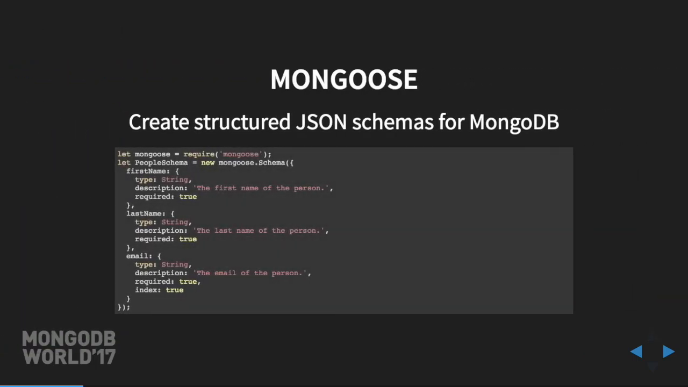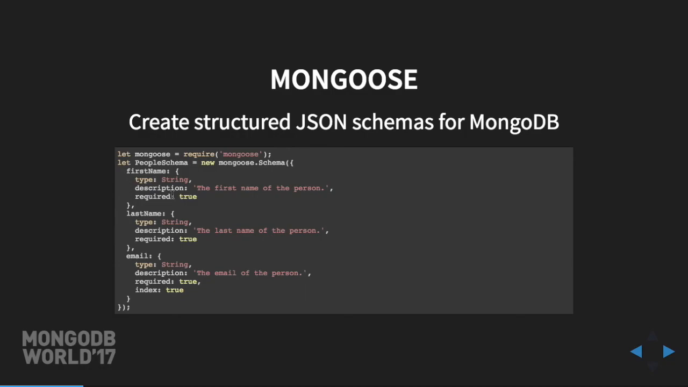And so the schema may look something like this. You would define your Mongoose, bring that in. From there, you would actually define a new schema. You're going to define these fields. So here's the first name field. It's a string. Here's the description. Is it required? Is it not? What you're doing here is you're really defining a schema for the data that's going to be coming into the database. This is a fantastic tool that allows you to really build these structured data models.